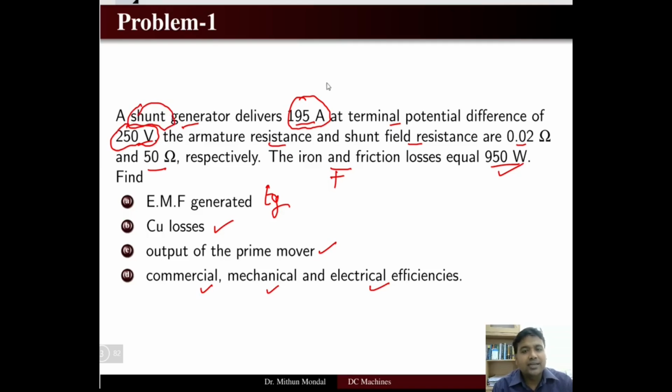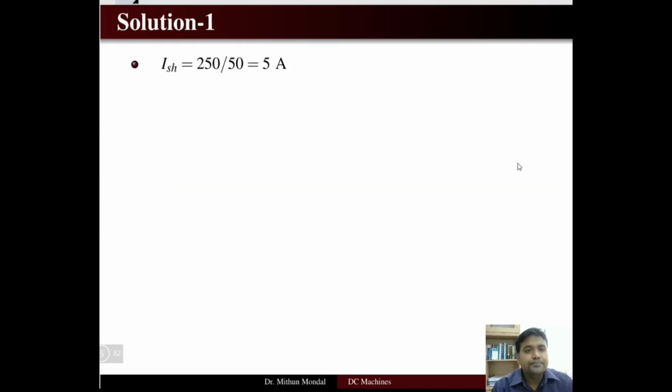So the data that are given to us is basically the line current IL, the line voltage VL, the resistances of the armature RA and RSH, and the total losses comprising of iron and friction losses. So let us see the solution then.